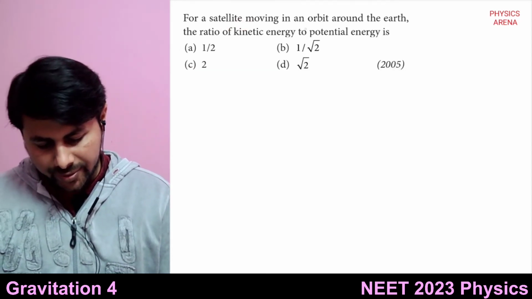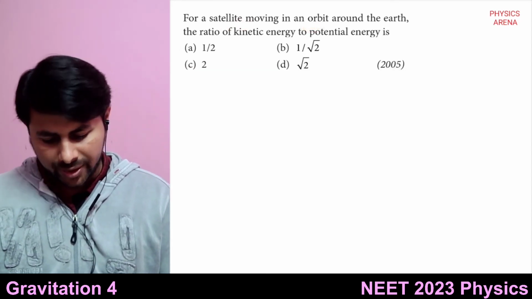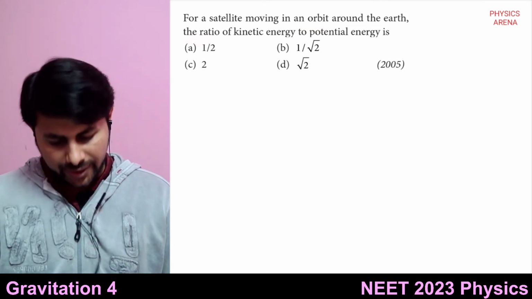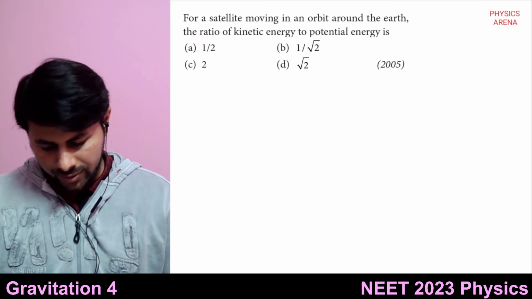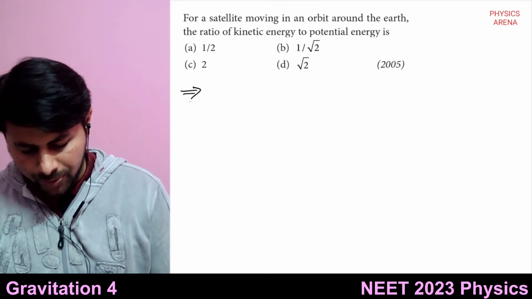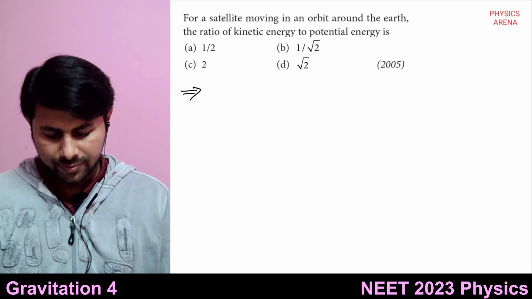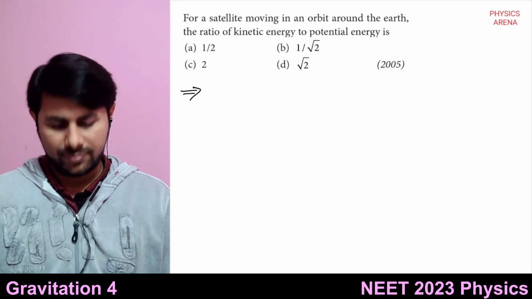For a satellite moving in an orbit around the Earth, the ratio of kinetic energy to potential energy is... So what is the ratio of kinetic energy to potential energy? So this is very simple. We have discussed this. Tell me.